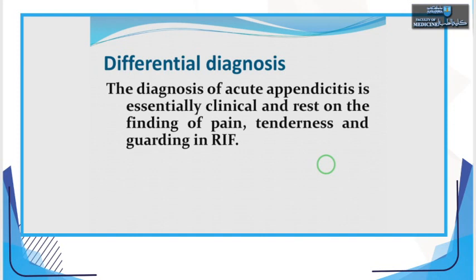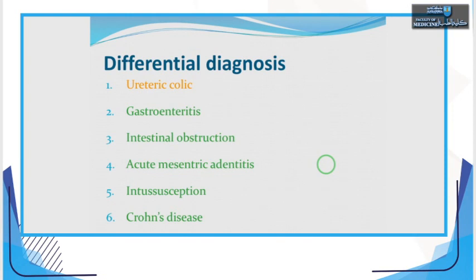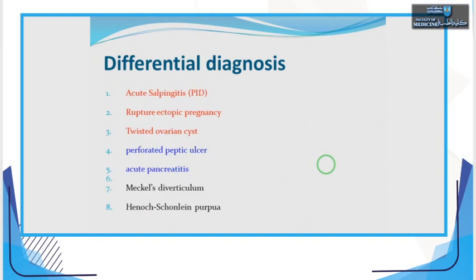Differential diagnosis. The diagnosis of acute appendicitis is essentially clinical, and rests on the finding of pain, tenderness, guarding in the right iliac fossa with roving sign and rebound tenderness. Differential diagnosis: ureteric colic comes as number 1, then gastroenteritis, intestinal obstruction, acute mesenteric adenitis, intussusception, and Crohn's disease as gastrointestinal differential diagnoses.